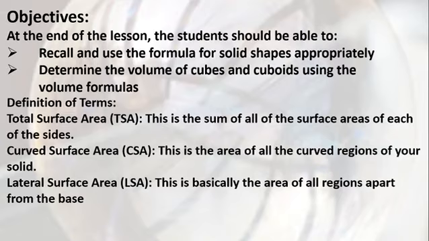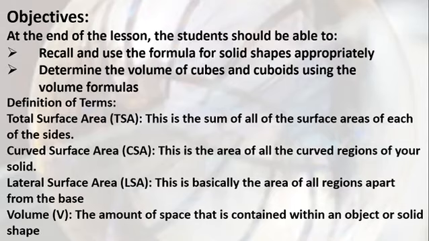And the last one that I'll deal with under this definition of terms is the volume. The volume is the amount of space that is contained within an object or solid shape. So when you have a solid shape, you remember that a solid shape has a hollow. It has space inside. And the amount of space that is within that shape is called the volume. So if you have to find the volume, you're trying to find the amount of space inside. Of course, that could be filled with liquids or gases, you understand, but basically it's the amount of space that you have within a solid shape.